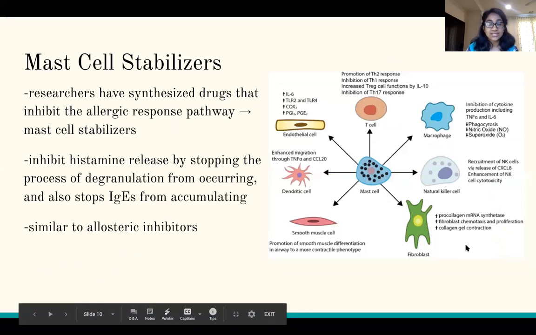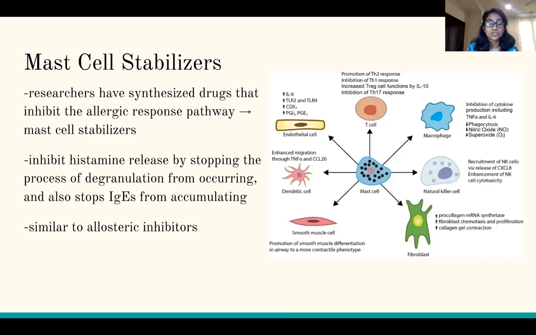The research that's been going on is around mast cell stabilizers. What mast cell stabilizers are is essentially drugs that inhibit the cell signaling pathway. Basically, they inhibit the histamine release. And again, histamines are the chemicals that are released that cause the side effects of food allergies. So they inhibit histamine release by stopping degranulation from occurring, which stops IgEs from accumulating, which is a good thing. This is very similar to allosteric inhibitors. If you think back to, I believe it was chapter 8, we learned about allosteric inhibitors, and mast cell stabilizers function in a very similar way to them.